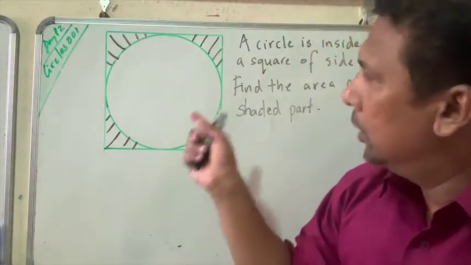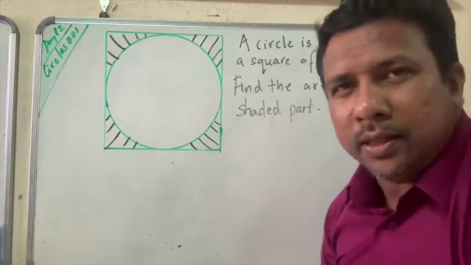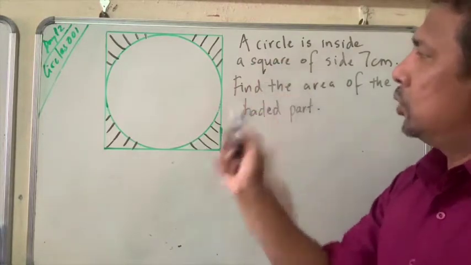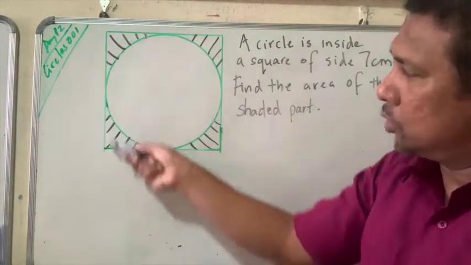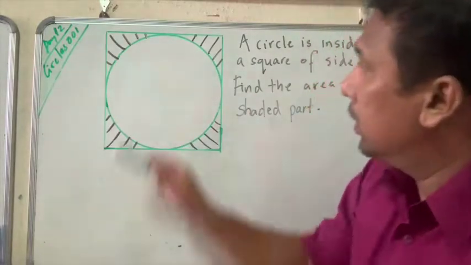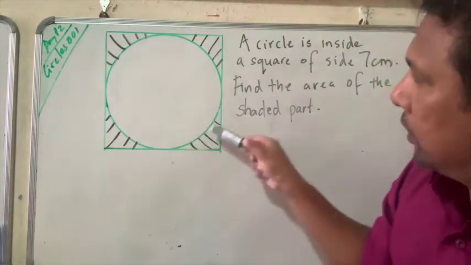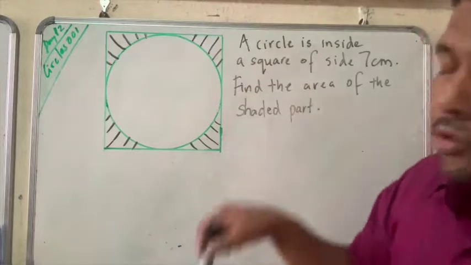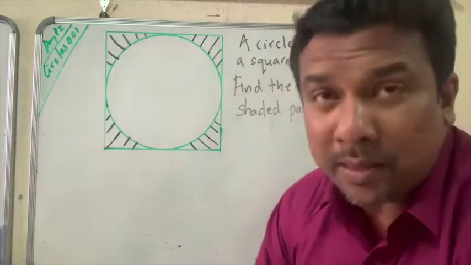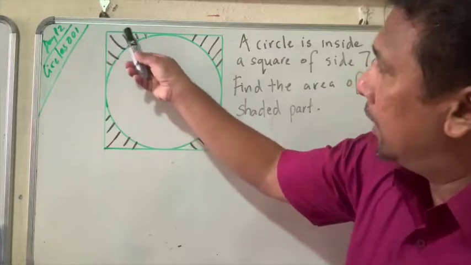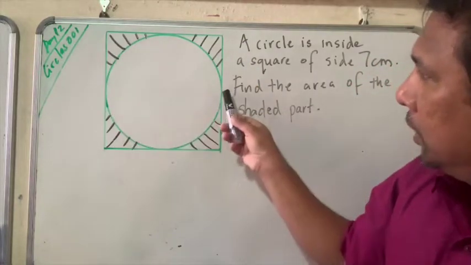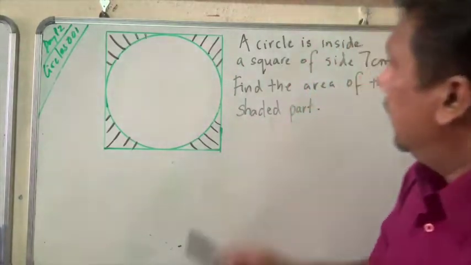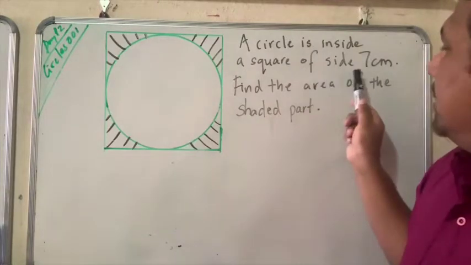As you can see the question quite clearly, as always, we will read the question and understand the question. A circle is inside a square. As you can see, there's a circle, it's inside the square. Not only is it inside the square, the circumference of the circle is touching the sides of the square. So this tells me that the length of the diameter of this circle is equal to the length of one side of the square. And they tell us a circle is inside the square of side 7 cm.